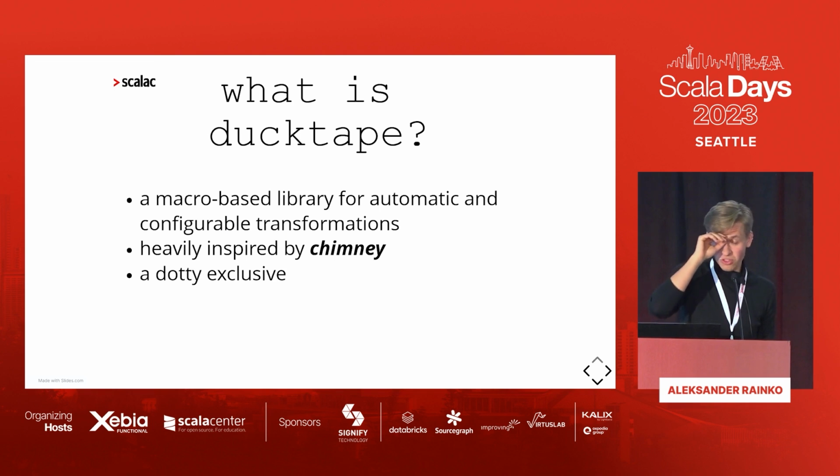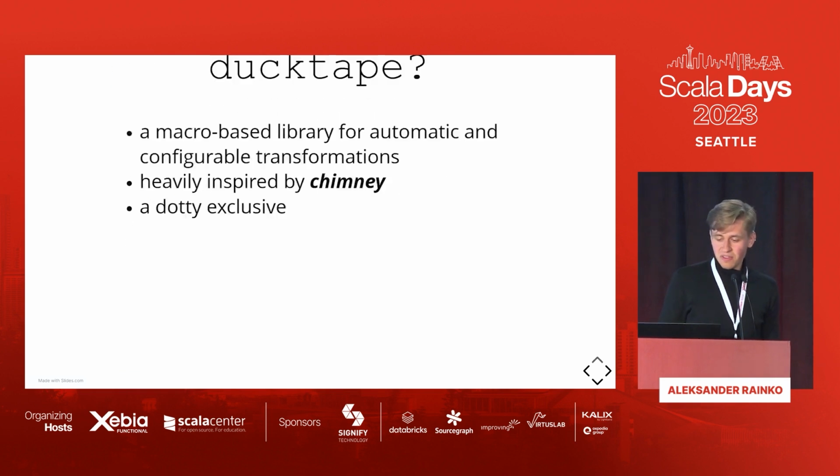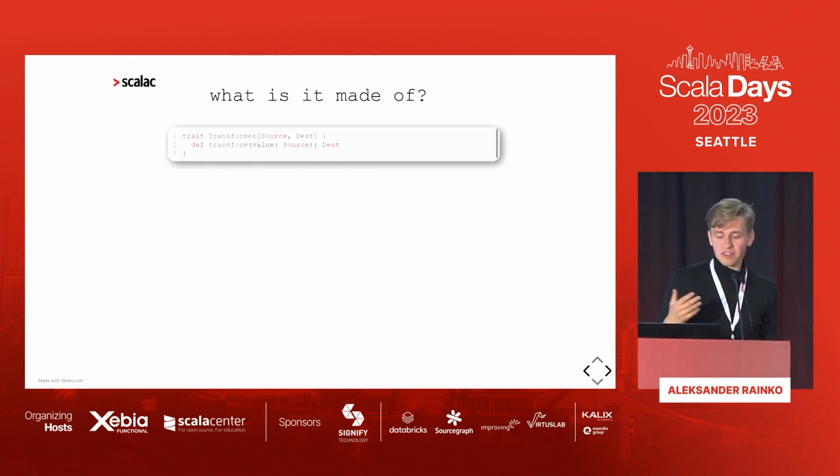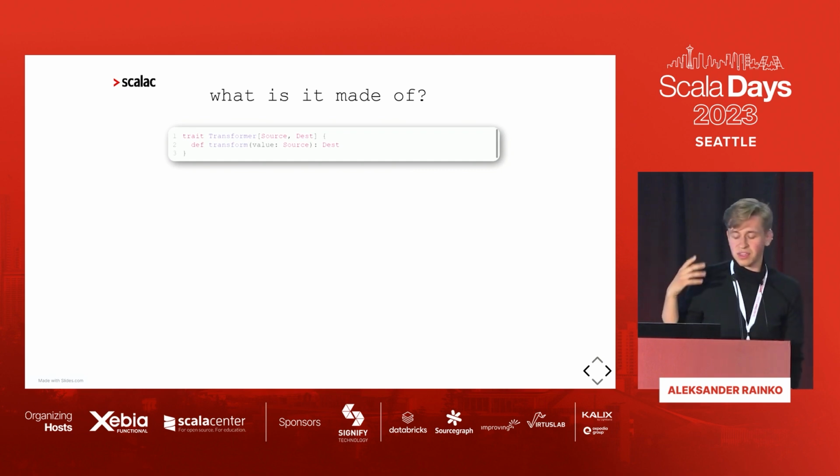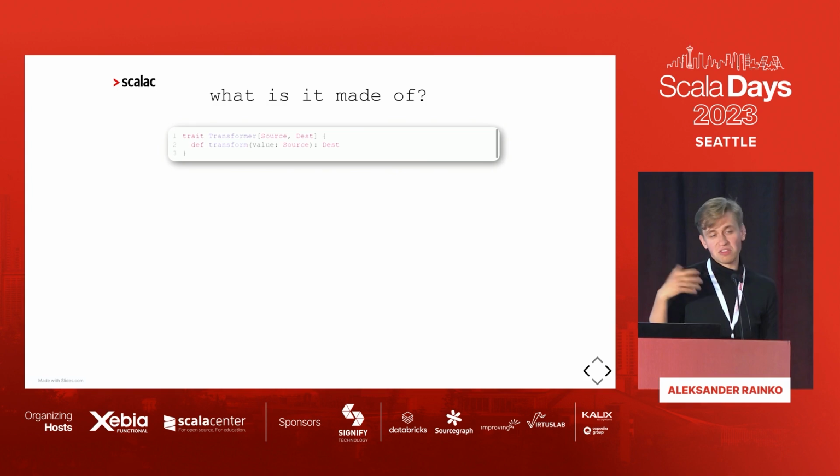The other thing that differentiates it from Chimney is that it's Dotty exclusive. What that means for me is I don't need to worry about Scala 2 anymore. I can just use the nicer macros. But that's it. Okay, so what is it made of? It's made of type classes, one type class in particular. It's called Transformer, as you can see here. A Transformer has two type parameters, a source and a destination, and a single method. That method takes a single value of the source type and then spits out a value of the destination type. What that means for us is the transformation, quote unquote, here cannot fail at runtime.